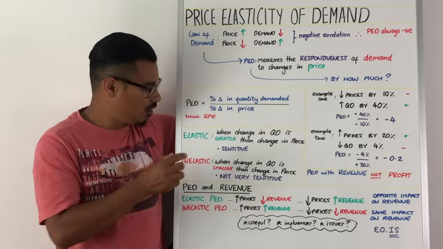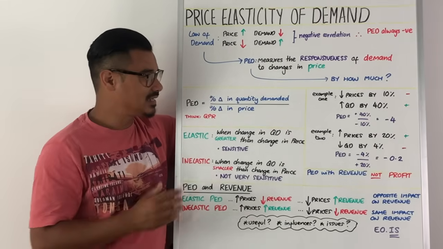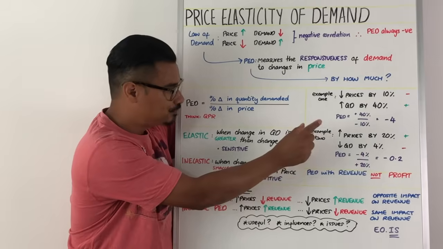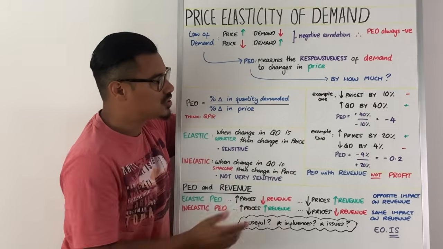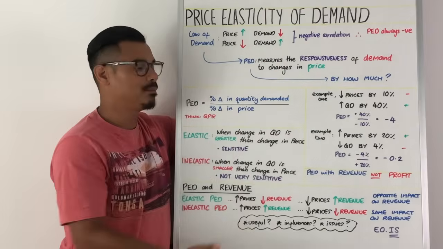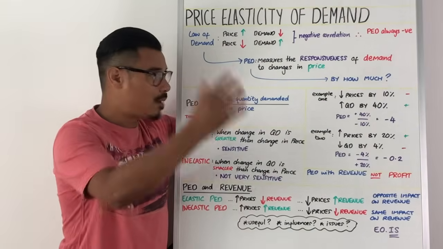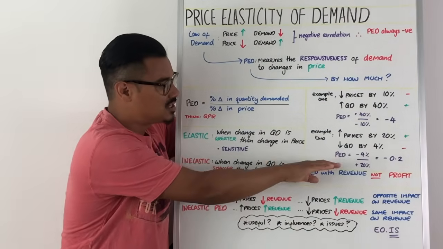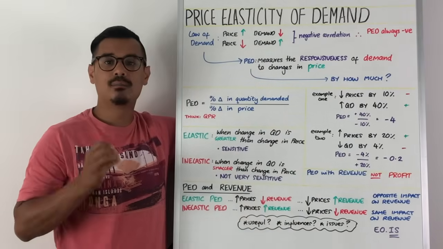Now, the opposite of elastic is inelastic. Let's take a look at an example. So example number 2 is that prices have increased by 20%. Price is up by 20%, but the quantity demanded has only fallen by 4%.